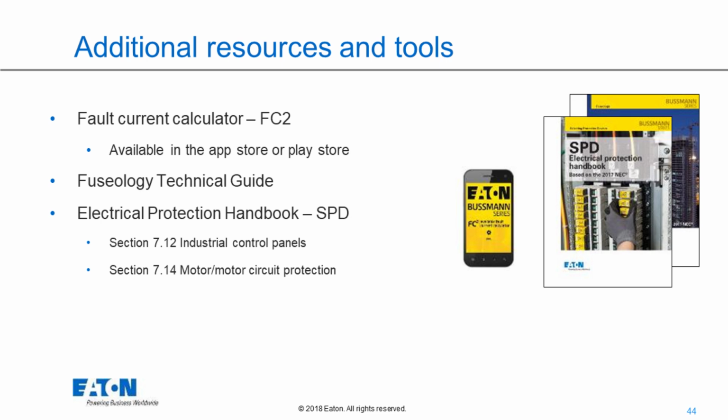Additional resources that we have in tools. The fault current calculator, FC2, is the first, the handheld mobile application. If you go to your app store, just type in Bussmann or maybe Eaton Bussmann, and the first thing that usually comes up is FC2. Sometimes a fuse finder may come up first, but it's very simple to get and very simple to use.